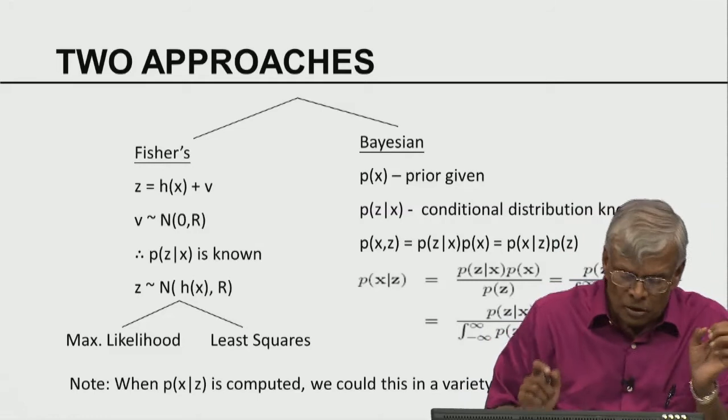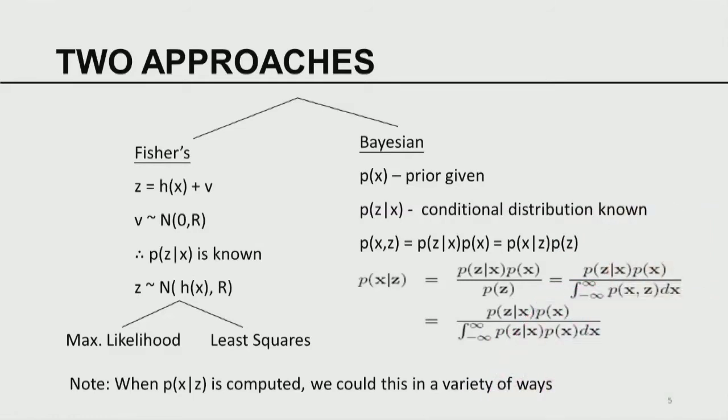So in Fisher's approach, x is fixed, a constant. So z is equal to Hx plus v. V is random. V is Gaussian random. Therefore, the probability density function of z given x is again a normal distribution, with Hx as the mean and R as the covariance.